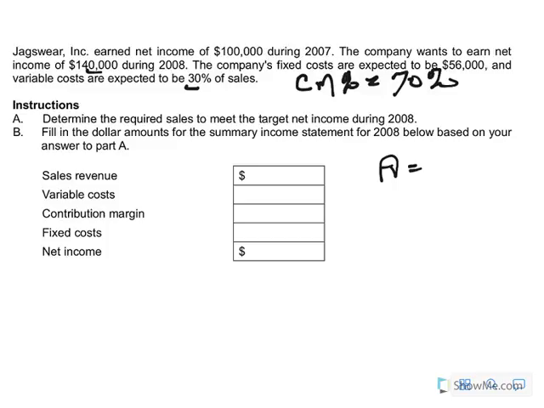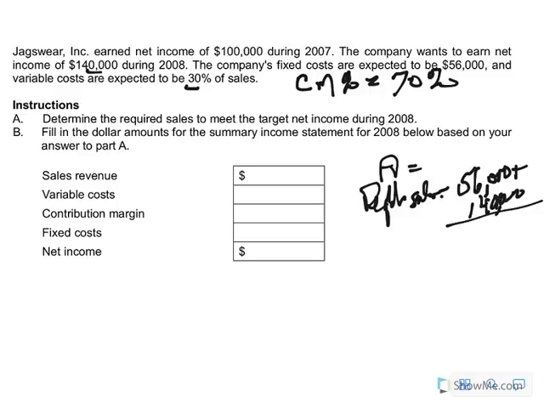All right, the required sales is going to be the amount I need to cover my fixed cost of $56,000 plus the profit of $140,000, all divided by my contribution margin ratio of 0.7. And my answer to that one is $280,000. That's my required dollars. Fill in the dollar amount based on the net income.